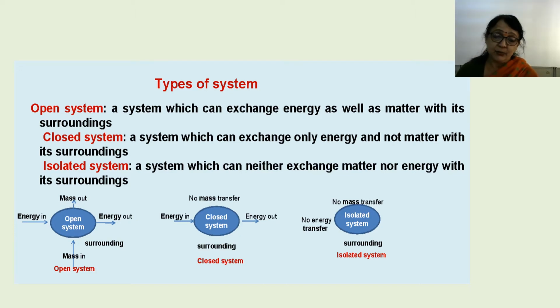The example of an open system is a cup of tea, and the human body is also an open system. An example of a closed system is the pressure cooker. And an example of an isolated system is the thermos flask, in which the hot liquid is kept hot for some time. Actually, a 100% isolated system cannot be found in nature. But the interesting thing is that the universe itself is an isolated system.